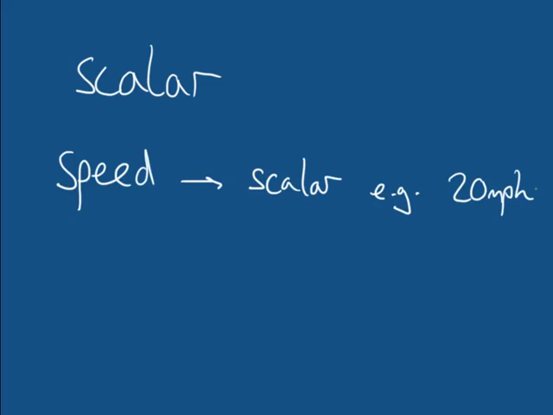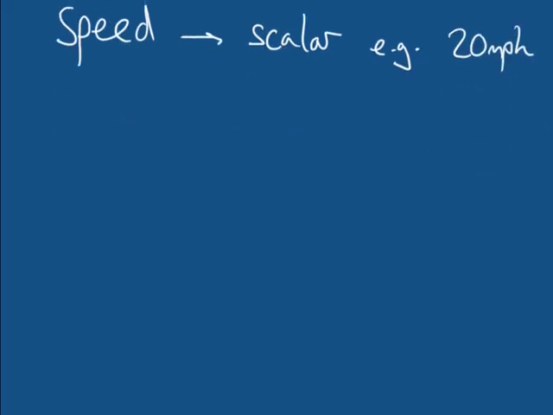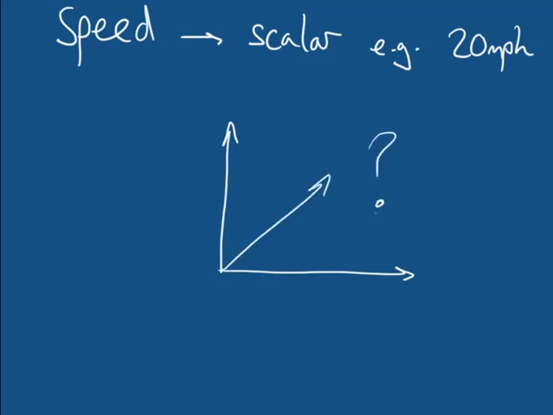But velocity, on the other hand, is a vector. It tells us more than just speed because it combines speed with some other piece of information. It actually combines speed and direction. So if our speed is 20 miles an hour, we actually have an infinitely large range of possibilities for what our velocity could be. For example, perhaps our velocity is 20 miles per hour north. Or perhaps it's 20 miles per hour east, or perhaps it's 20 miles per hour northeast.